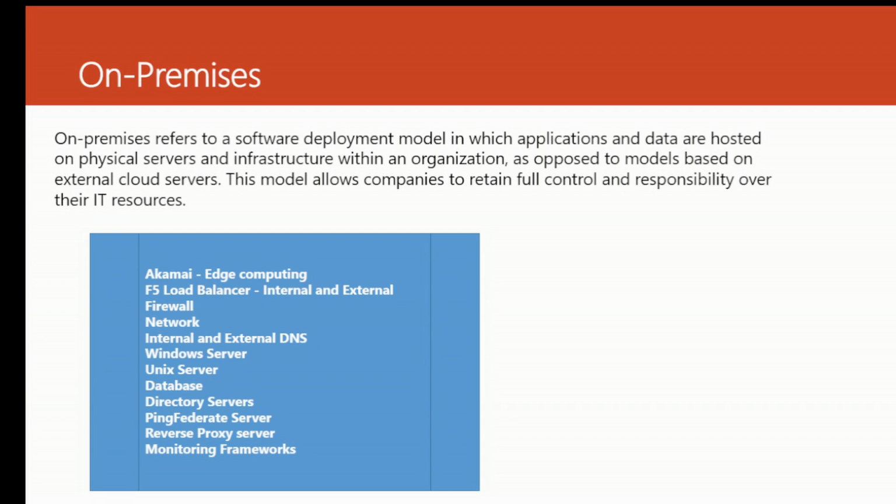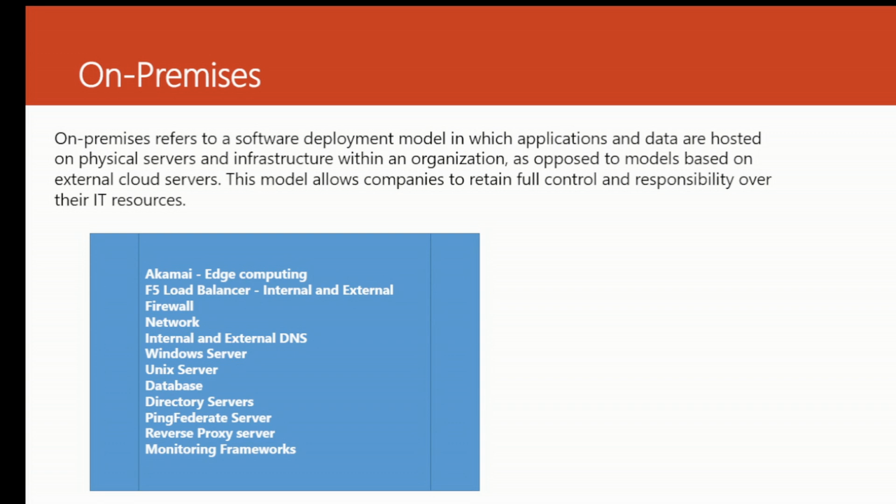In on-premises, as per the definition, on-premises refers to a software deployment model in which applications and data are hosted on physical servers and infrastructure within an organization, as opposed to models based on external cloud servers. This model allows companies to retain full control and responsibility over their IT resources.